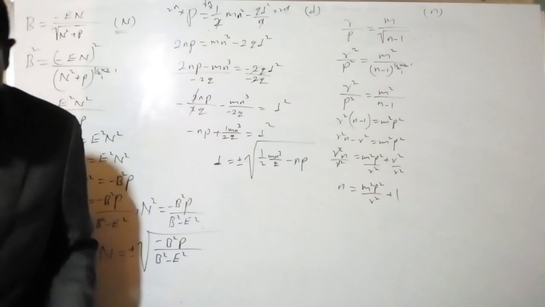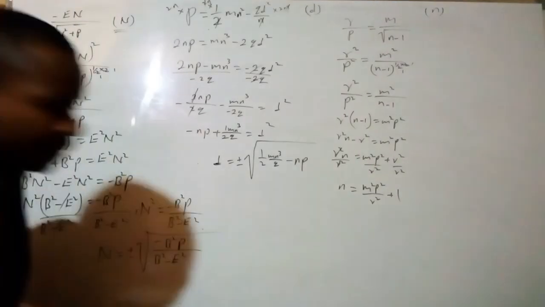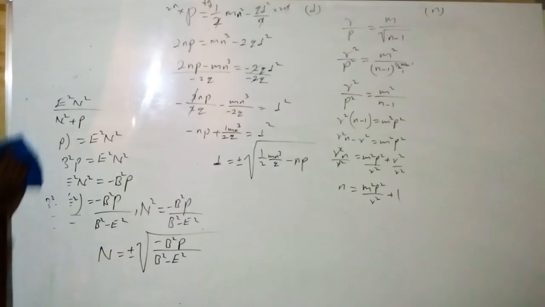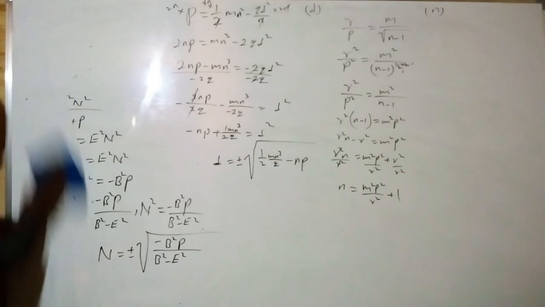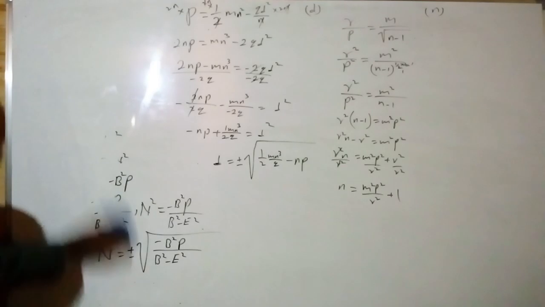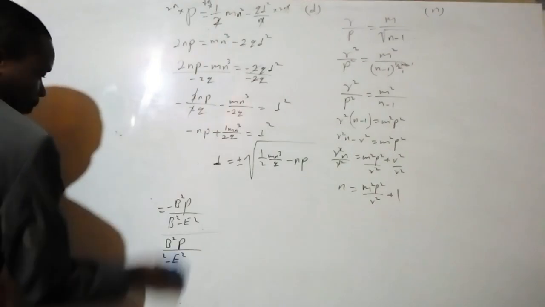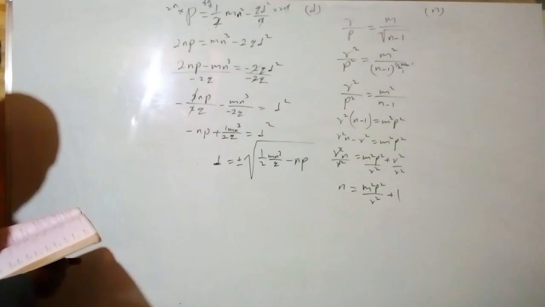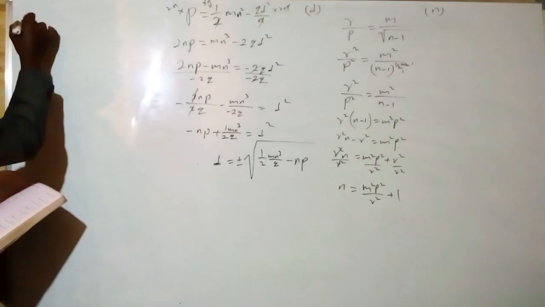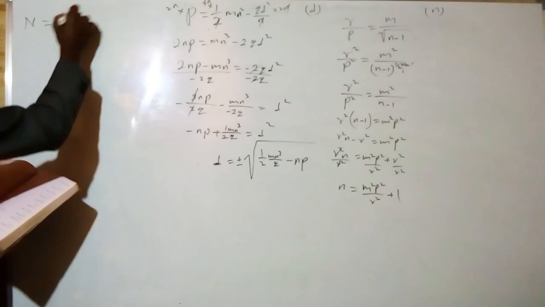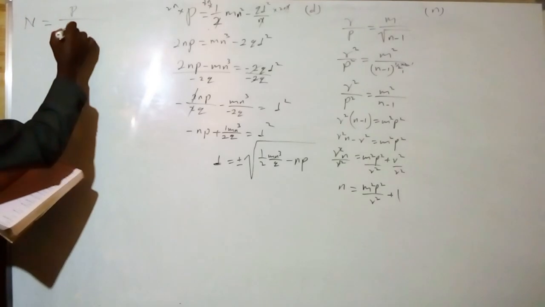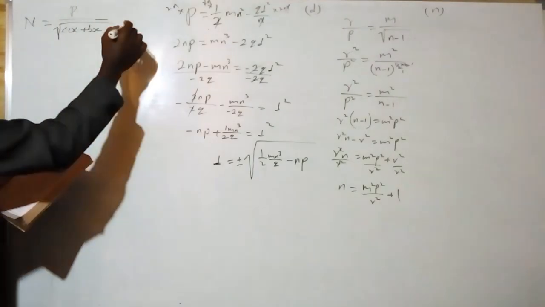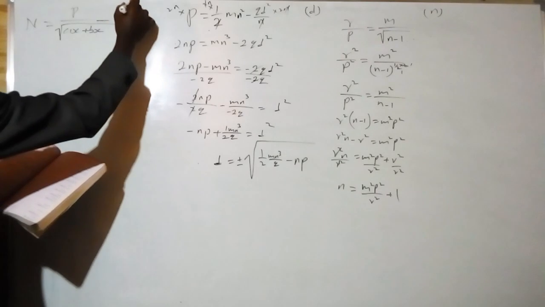Let's have the final one. So you are given n is equals to p all over the root of ax plus bx, and we are supposed to make x the subject of the formula.